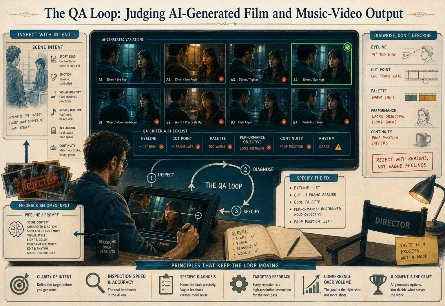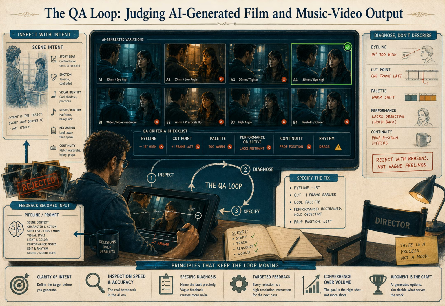AI made iteration cheap, but it did not make judgment cheap. You can generate 100 shots in the time it used to take to light one. Yet the real bottleneck is now inspection speed and inspection accuracy. The machine can render pixels, but it cannot tell you what serves the scene. So treat judging AI output as a craft loop, not a vibe check.